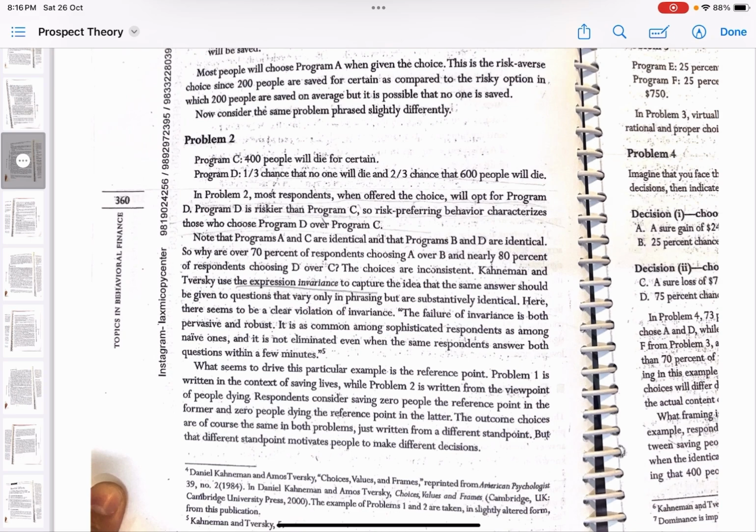Pervasive means it is present everywhere in every sort of situation. It is as common among sophisticated respondents as among naive ones, and it is not eliminated even when the same respondents answer the questions within a few minutes.